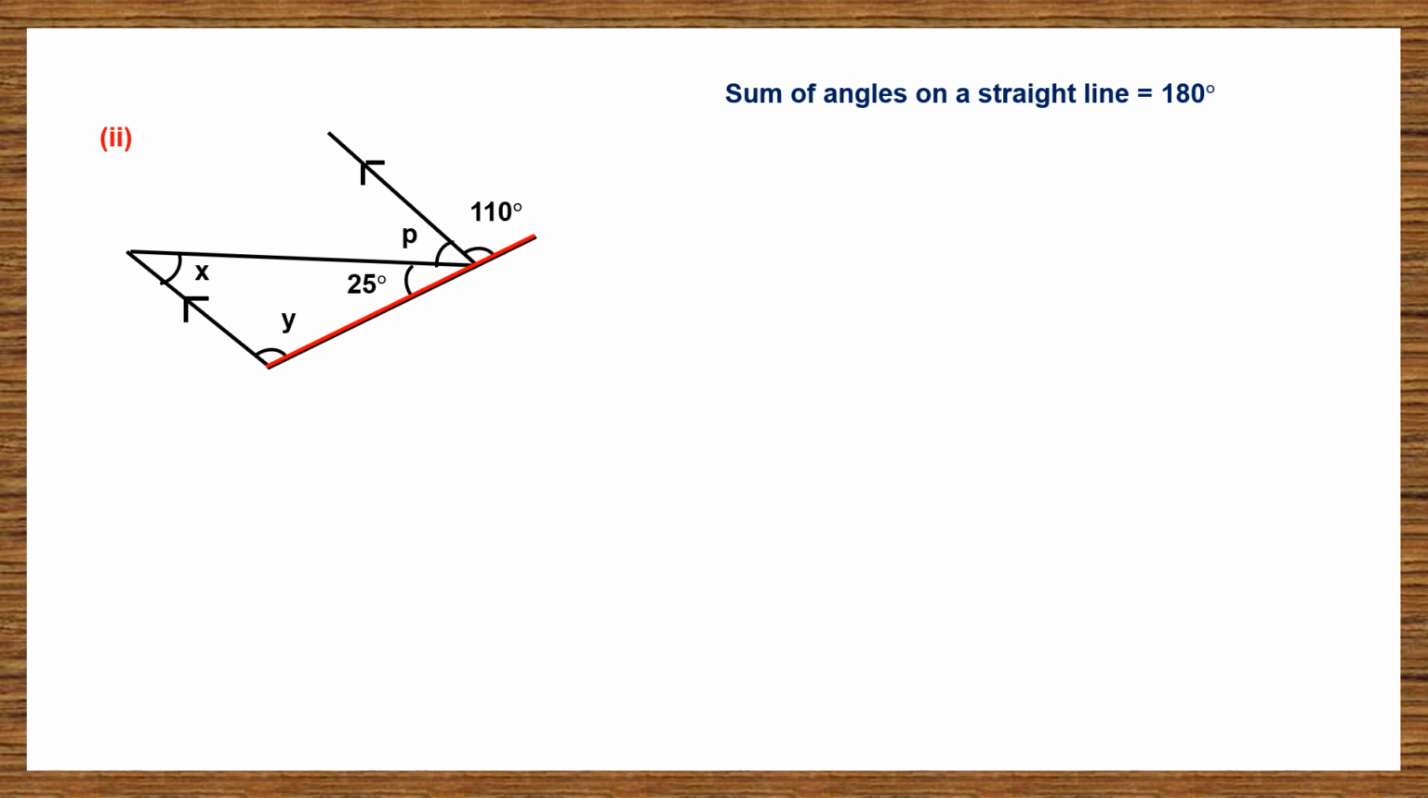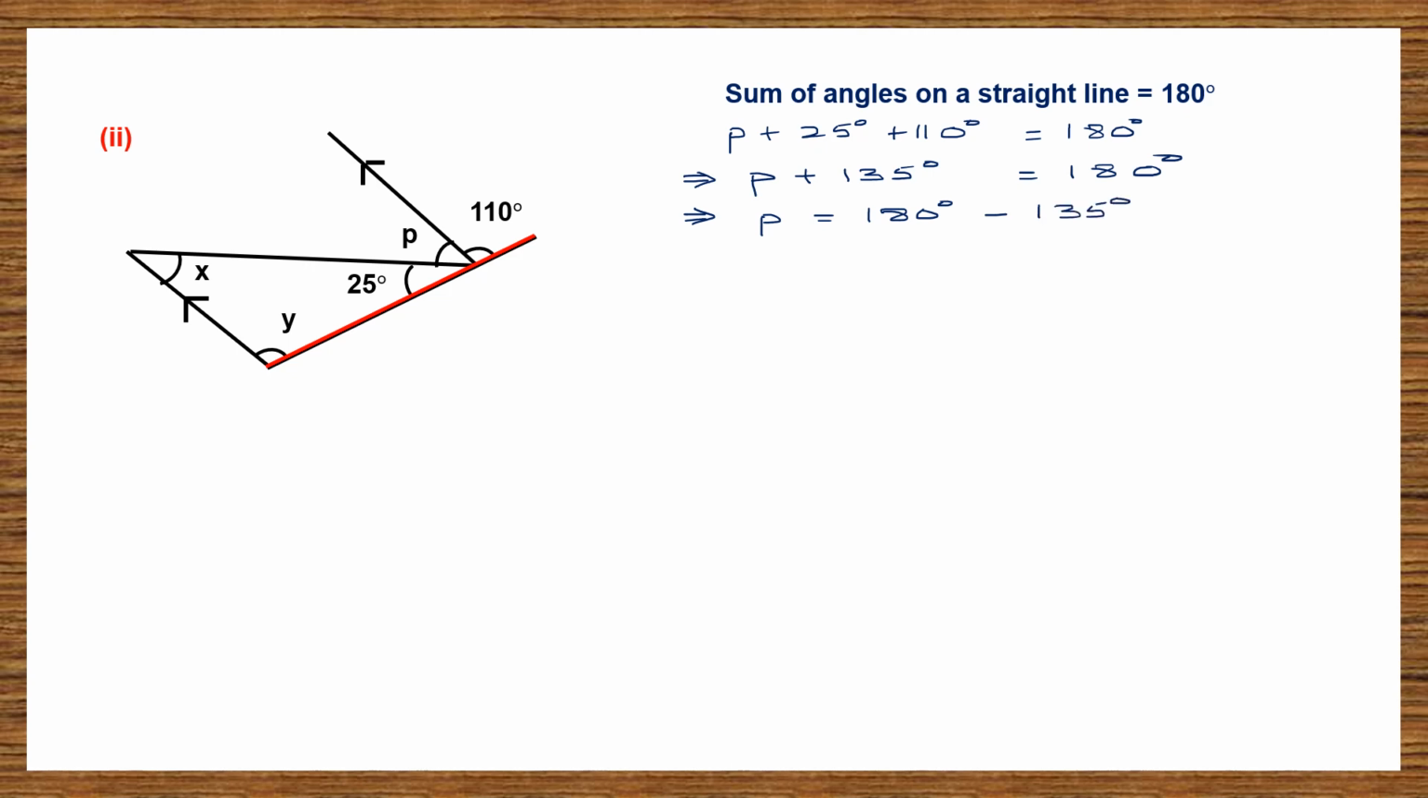So let's do that. Let's find the value of P from this. So that will be P plus 25 degrees plus 110 degrees. All this is equal to 180 degrees. So now we can find the value of P. P plus 110 plus 25 is 135. So that is equal to 180 degrees. Now let's find the value of P. So P will be equal to 180 degrees minus 135 degrees.